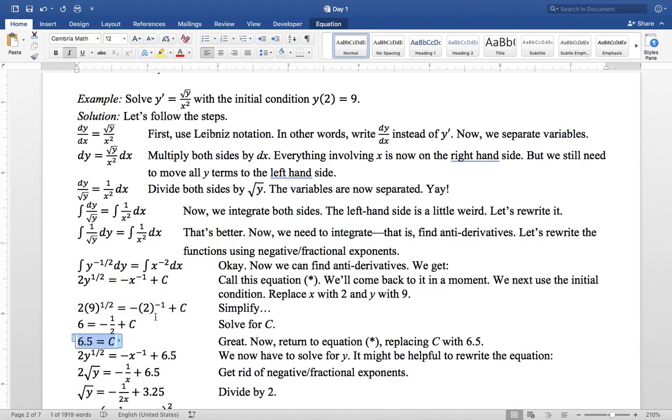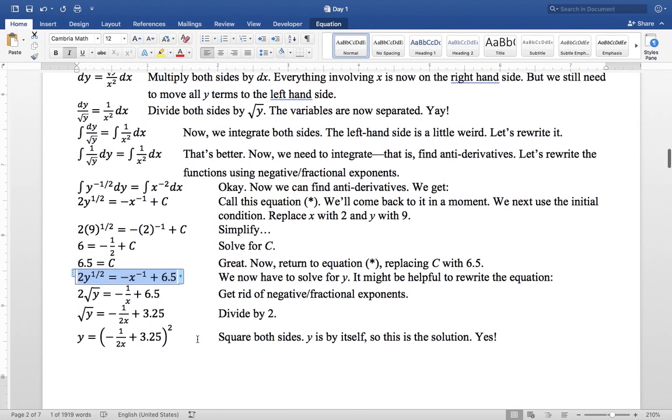So now that you've found the value of c, you can go back to where we were before we plugged in the initial condition. That's this line right here. This is where we were before we plugged in the initial condition. Go back to this line, and now that we know that c is 6.5, you can replace c with 6.5. So go ahead and do that, and that brings us here. The only thing left to do is to solve for y.